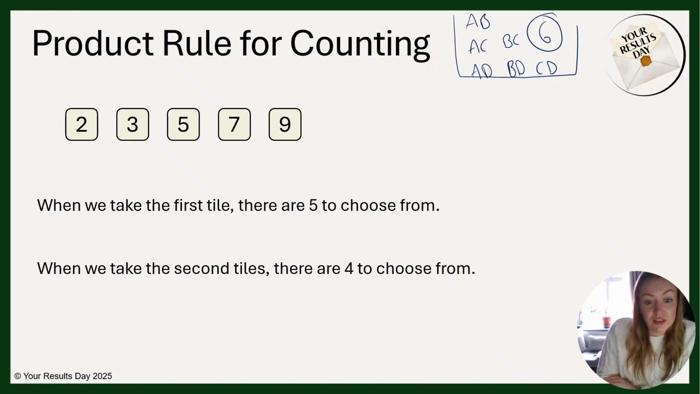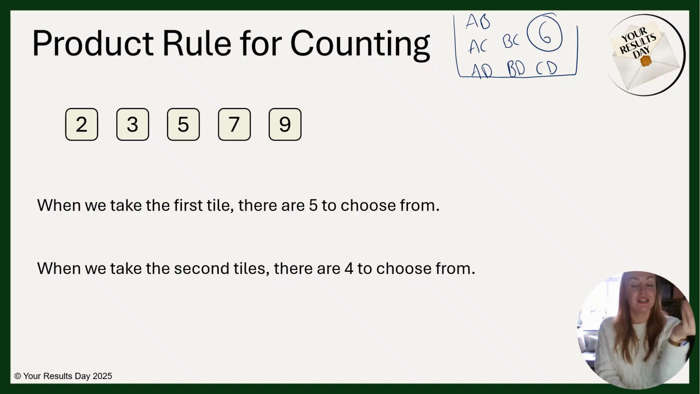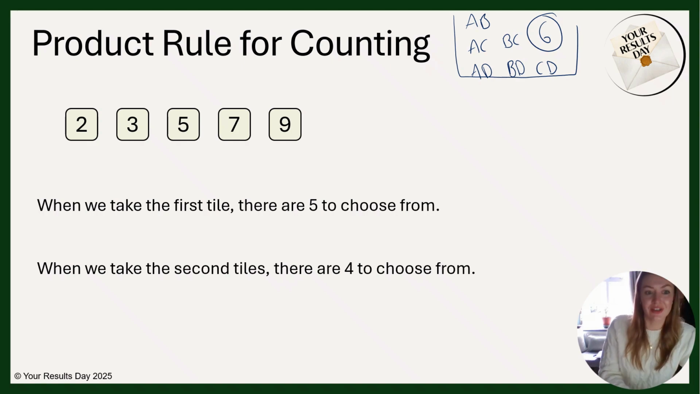When you first go to choose a tile, it's not necessary that we'll always pick them in order. If I had to put them in a bag and put my hand in, think a bit like a game of Scrabble, and take a tile out without looking, it doesn't mean I'm always going to get 2. I could get the 7. I could get the 5. I could get any of them. The point is, when we first choose a tile, there are 5 to choose from.